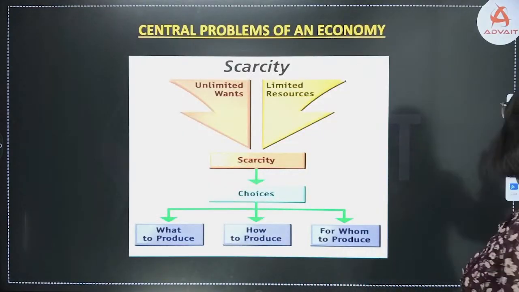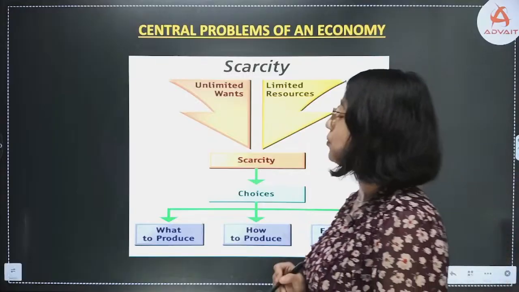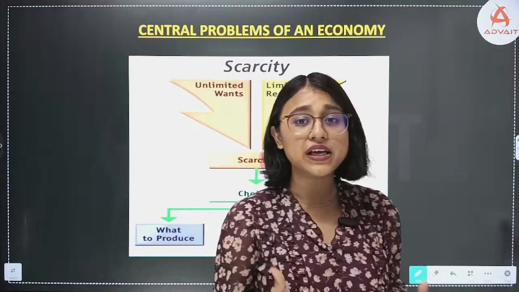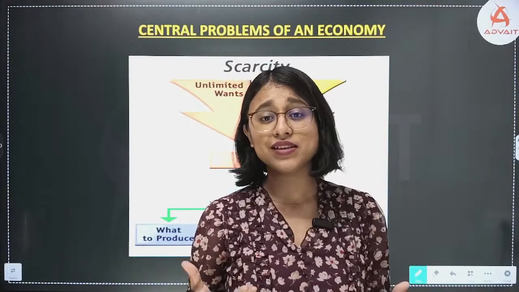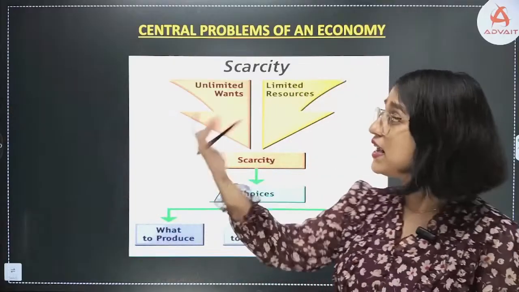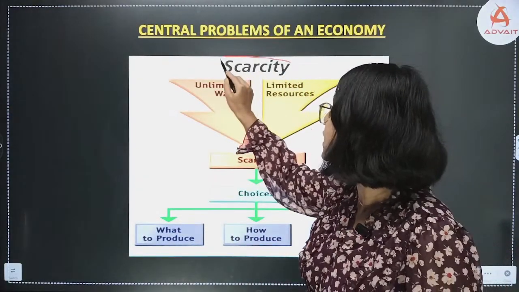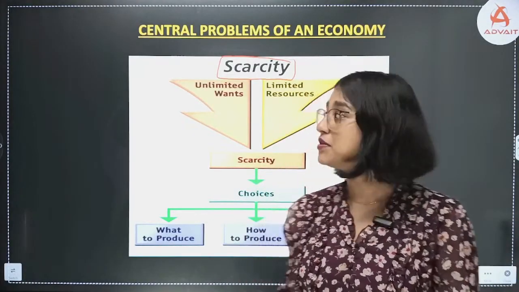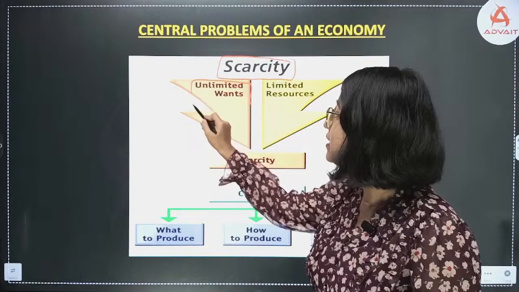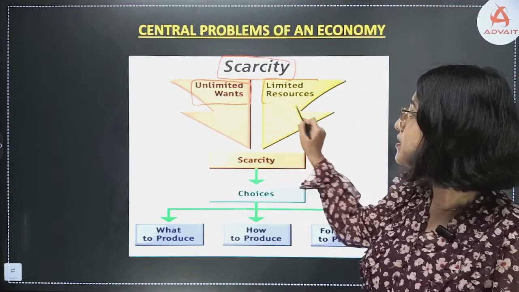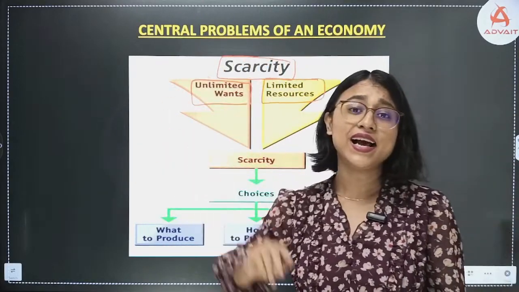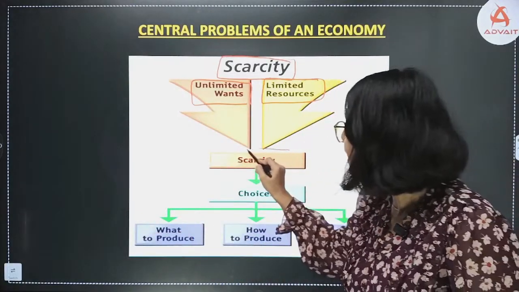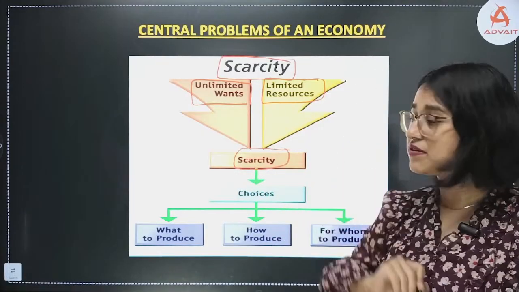Now, let us understand the central problems of the economy. Right? If we say central problems of the economy, where do they rise from? They again rise from the very starting point of scarcity. Why is there scarcity? Because there are unlimited wants but limited resources to fulfill those unlimited wants, right? As a result of which there is existence of scarcity in the economy.